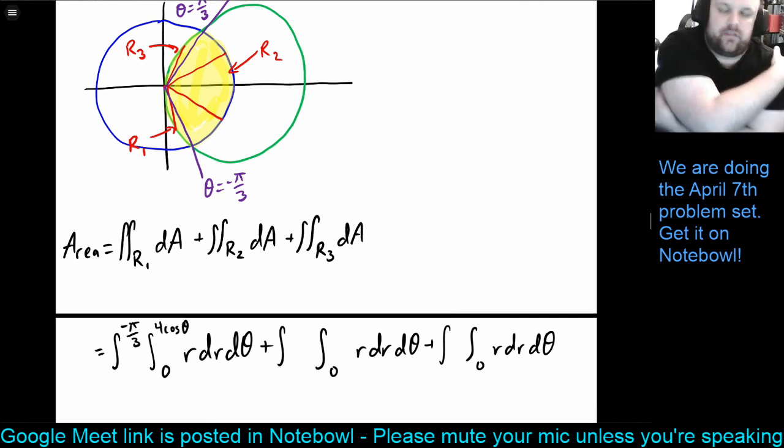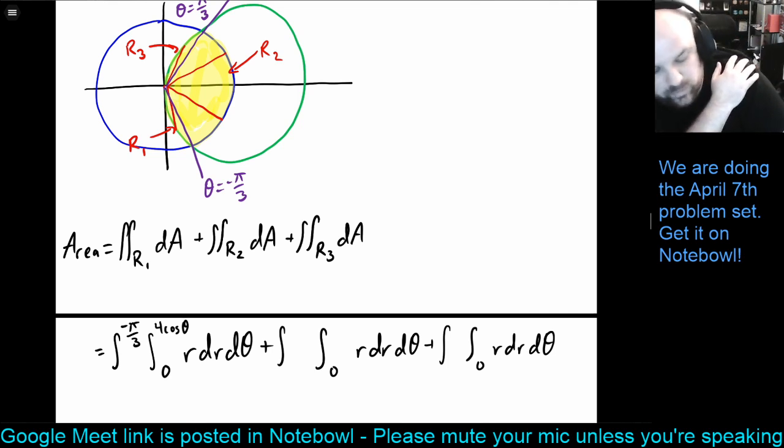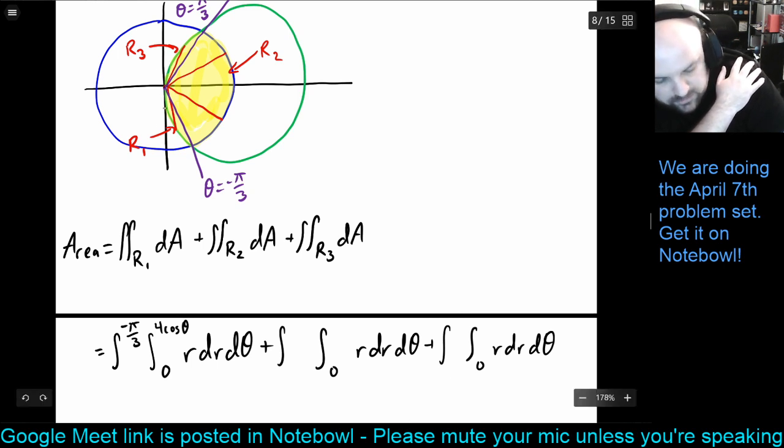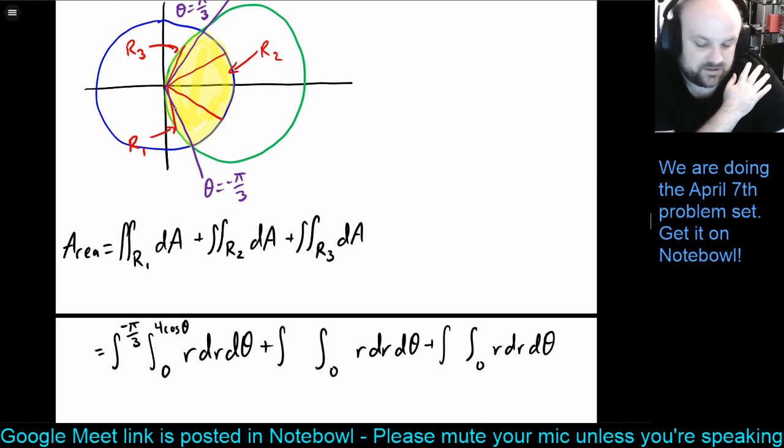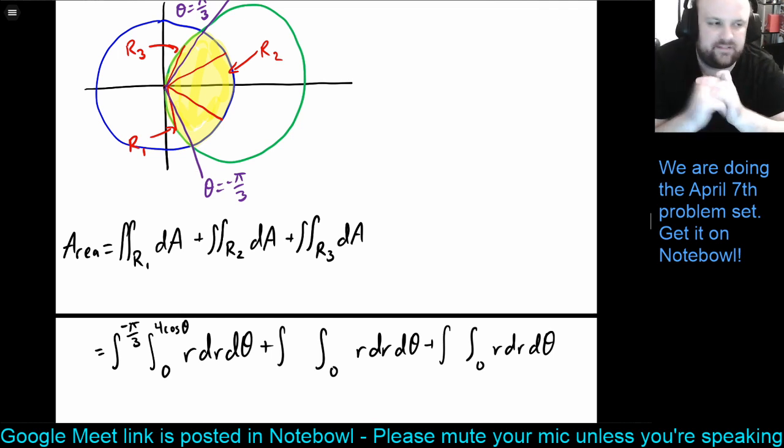So where does this circle in some sense start? What theta value does this circle move away from the origin and start moving toward minus pi over 3, toward this purple line here? What theta value would that be?